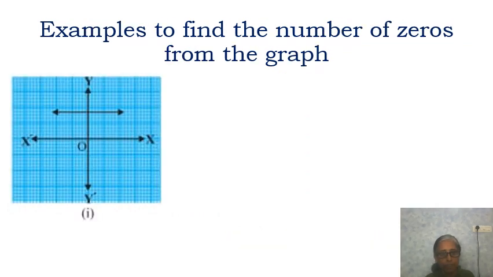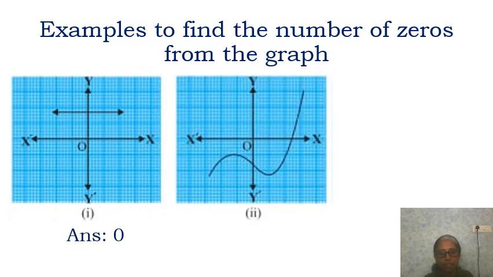Now see the first graph. What type of polynomial is it? It's a linear polynomial because the graph is a straight line. Is it intersecting the x-axis? No. Therefore, no zeros for this polynomial. Only if it intersects the x-axis, it will have zeros, isn't it? So, number of zeros for this polynomial will be 0. Okay? Now, the next one, look at this.